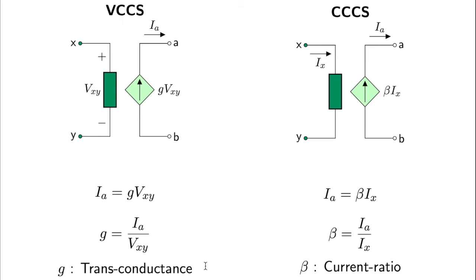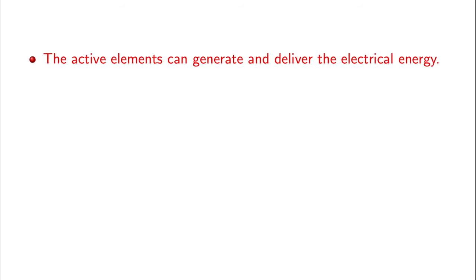The last in this category is the current controlled current source. Here the controlling value is Ix and the controlled value, or source value, is Ia. When you combine this into an equation, you find that beta is the current ratio. Likewise, the famous example is the BJT, where the collector current depends on the base current value. So this gives you a glimpse of all the active sources, the active elements.